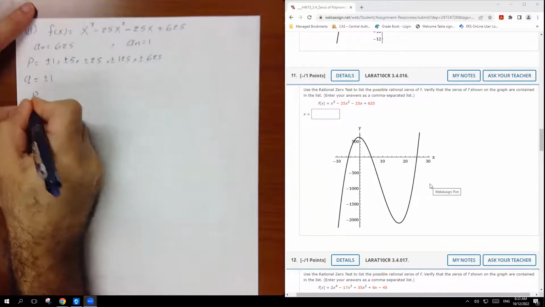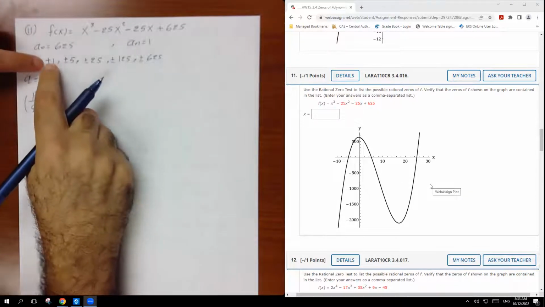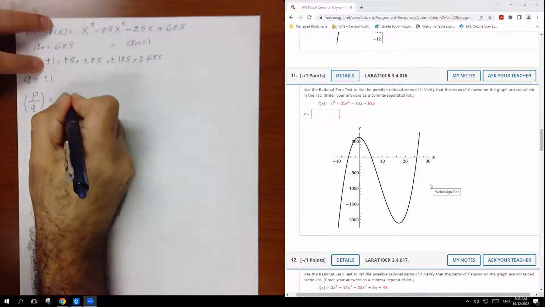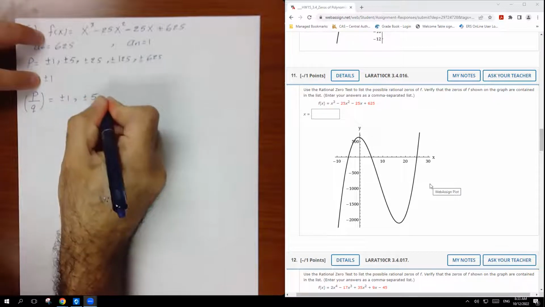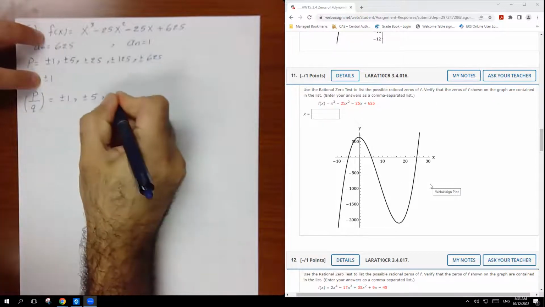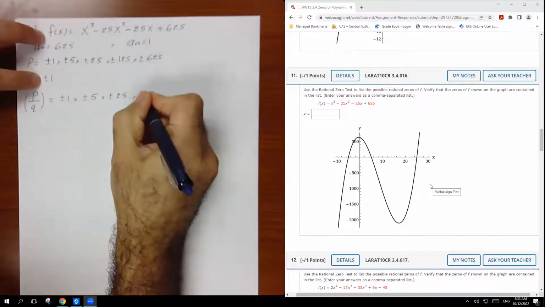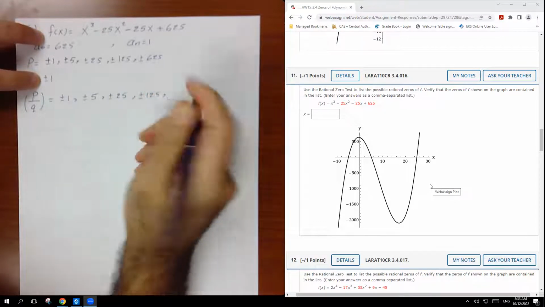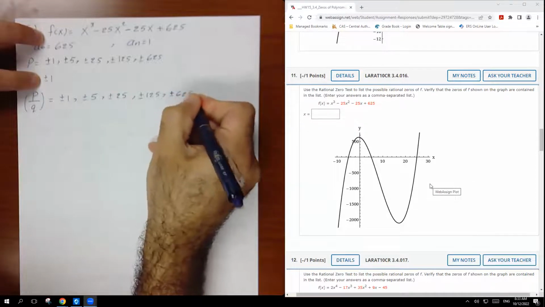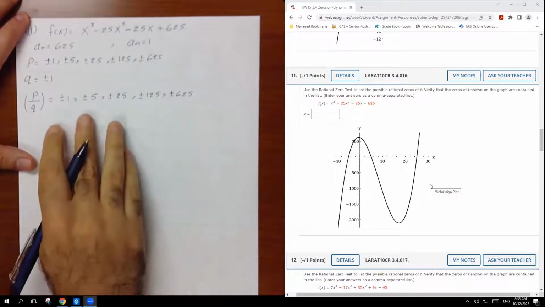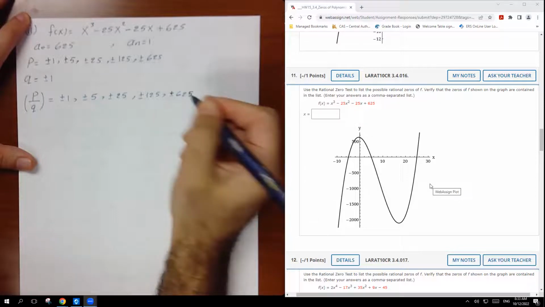That means all possible zeros, P over Q, is going to be... I'm going to start from the first one. This one divided by this one is going to be plus or minus 1. 5 divided by 1 is going to be plus or minus 5. And keep going. 25 divided by 1 is going to be plus or minus 25. 125 divided by 1 is going to be plus or minus 125. And 625 divided by 1 is going to be plus or minus 625. Now you see, these are all the possible zeros for this polynomial function.